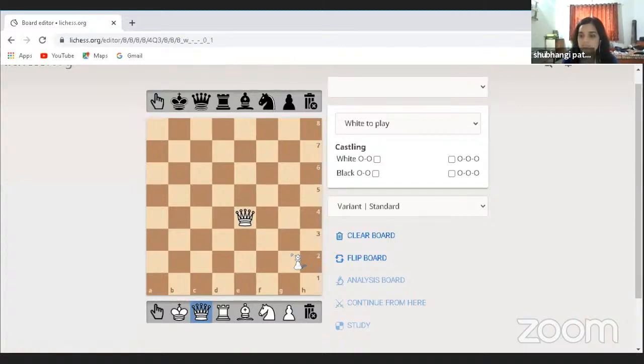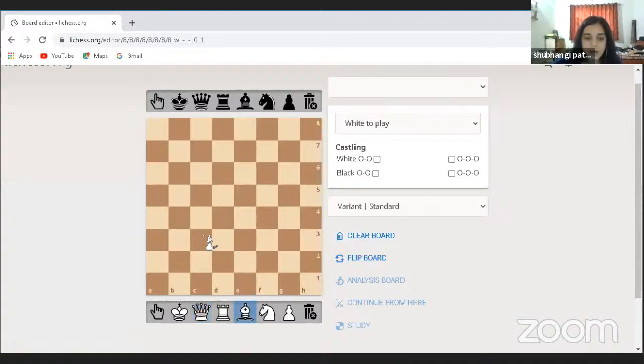We'll write it as queen cross e4. Queen because Q, then cross, it kills. Cross means it kills. Then e4, which square? The e4 square. So that's how we write the move. Let me show you one more example.